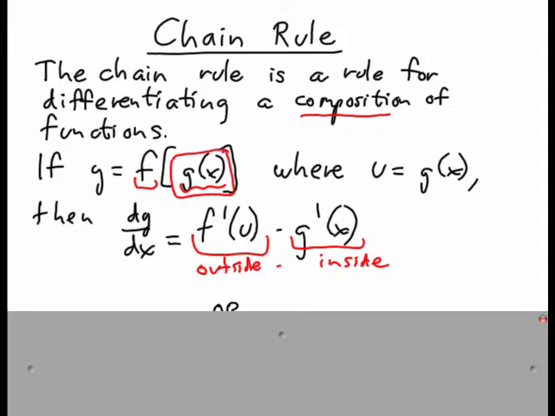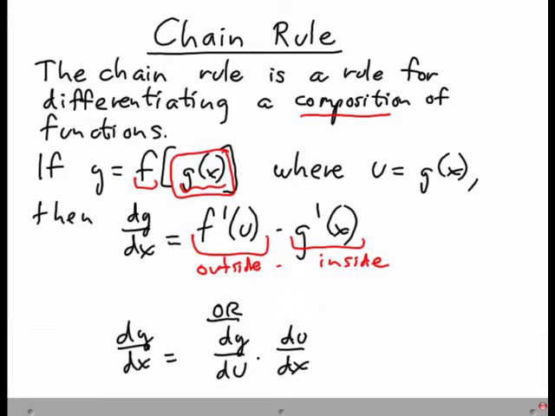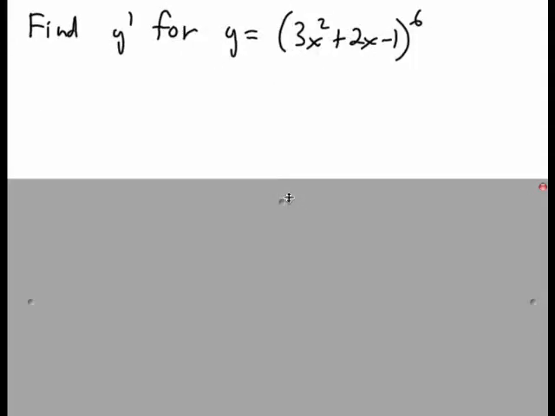And another way that I can write that is dy dx is the product of the outside, dy with respect to u, times the inside, du with respect to x. And you can kind of think of the du's as canceling out to produce our dy dx. Alright, let's take a look at an example of this.